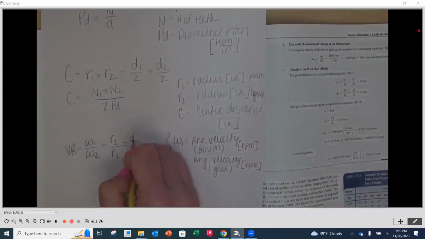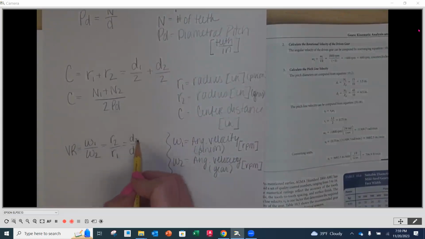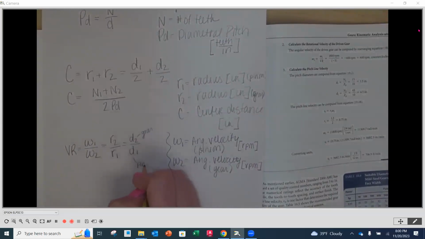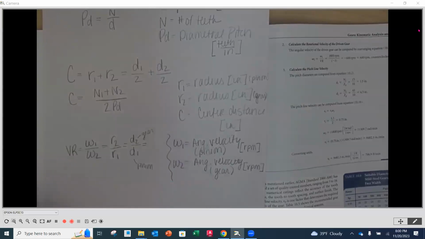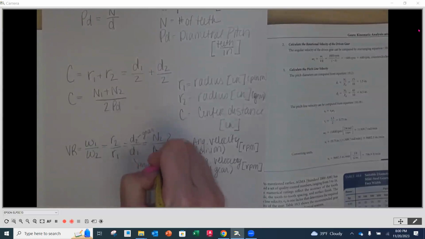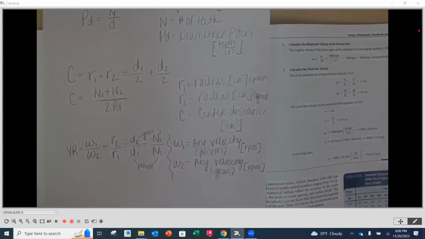I can also do it for pitch diameters. So D2 over D1. Okay, D2 is going to be of the gear, and D1 is going to be pinion. Okay. And I can also do it for number of teeth. So N2 on top and N1 on the bottom. So this is going to be gear. This is going to be pinion, because I'm going to have more teeth on my gear than on my pinion.